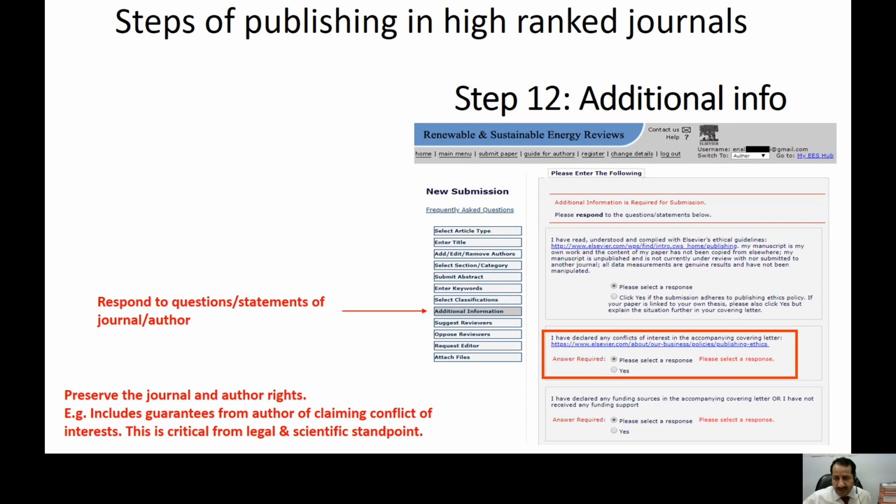Then additional information. Some journals ask for additional information. As an example, the number of figures in your paper, the number of tables, the number of words. What is the novelty of your work? Is there any funding body that granted this work, and so on.